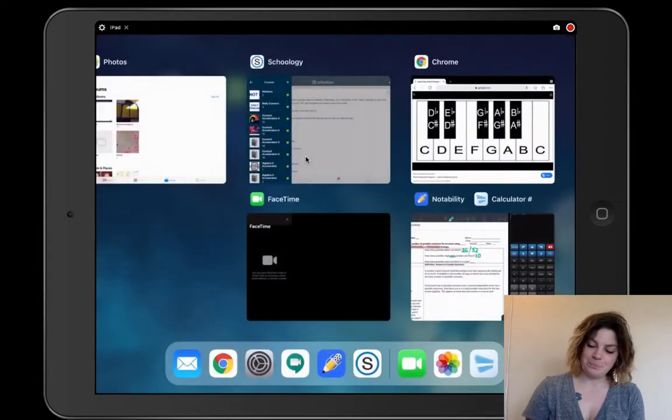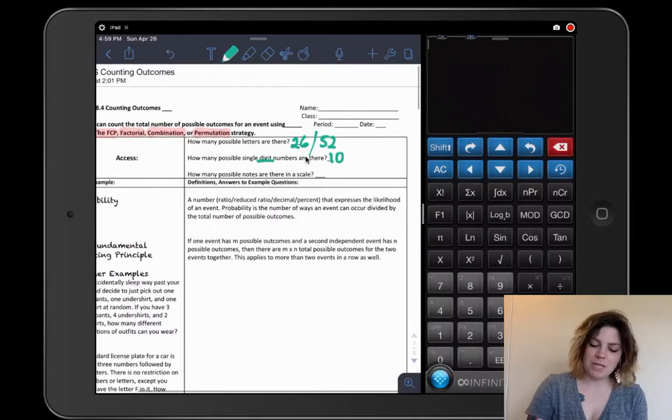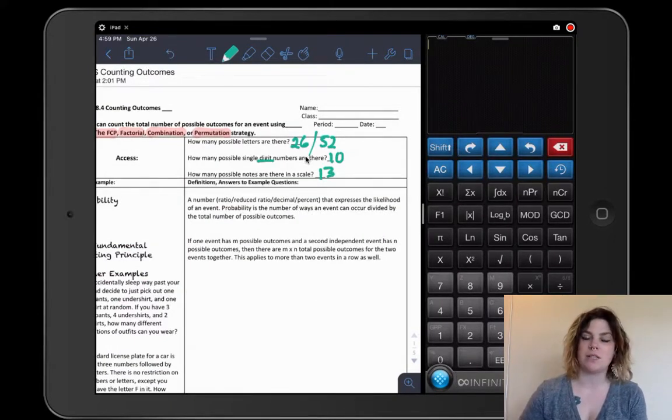Okay, so this is going to be helpful as we go through, and we're going to be thinking a lot about how many possible things could you possibly think of.